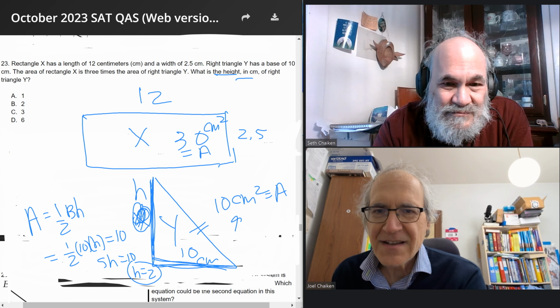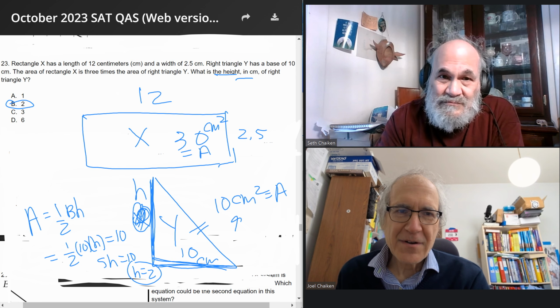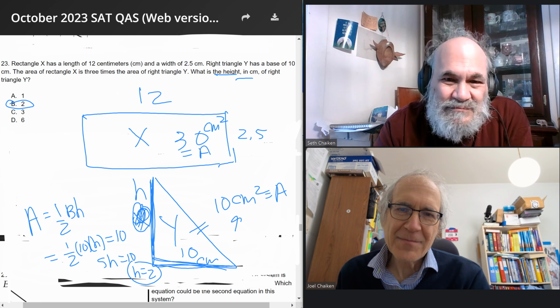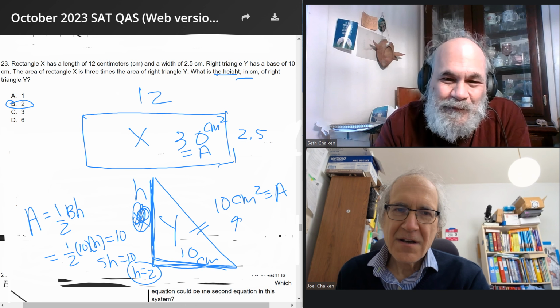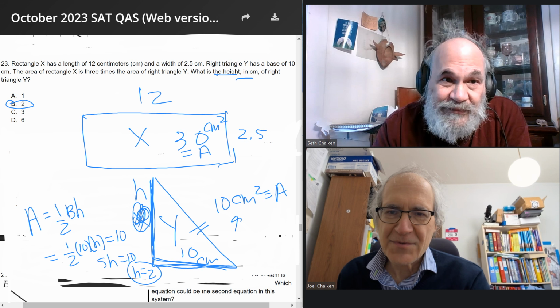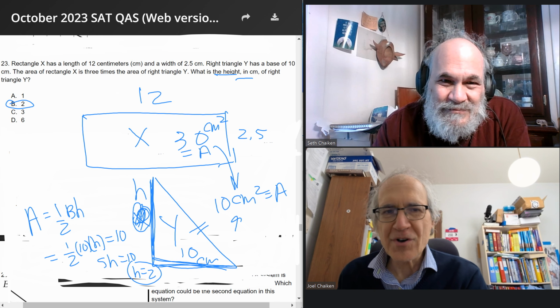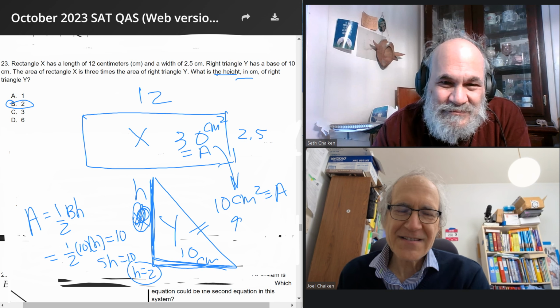Oh, they say in centimeters. Okay, fine. So it's a two-stepper. Not that each step is that hard, but you've got to take it slow. You also have to be careful to go down by a factor of 3, not up by a factor of 3. So it has a word problem feel to it. That's easy to get wrong.